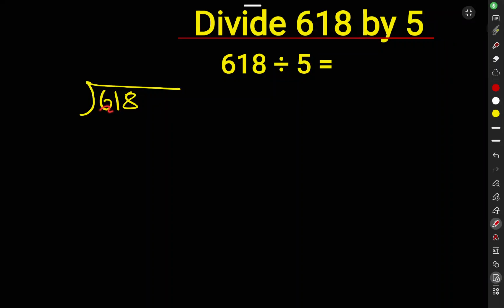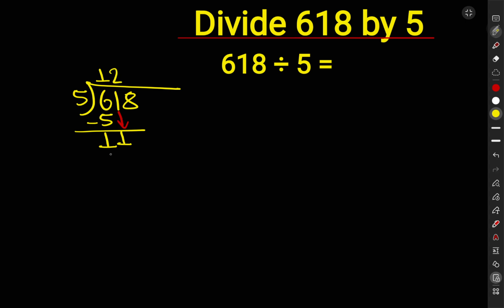Here we divide 618 by 5 in long division method. 5 times 1 is 5. On subtracting we get 1. So now we put down this 1 and it is 11.